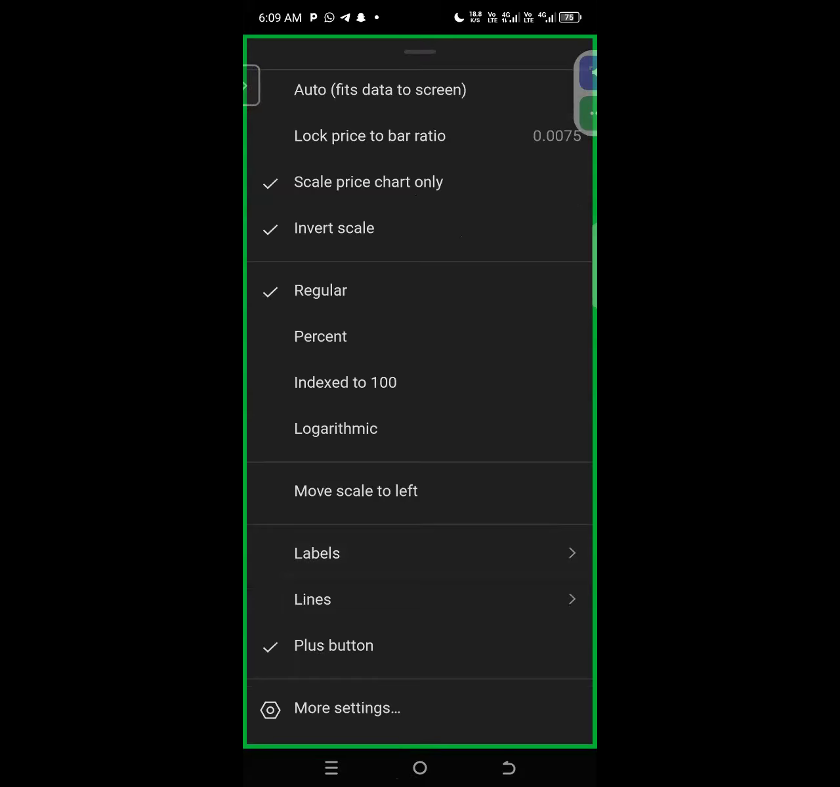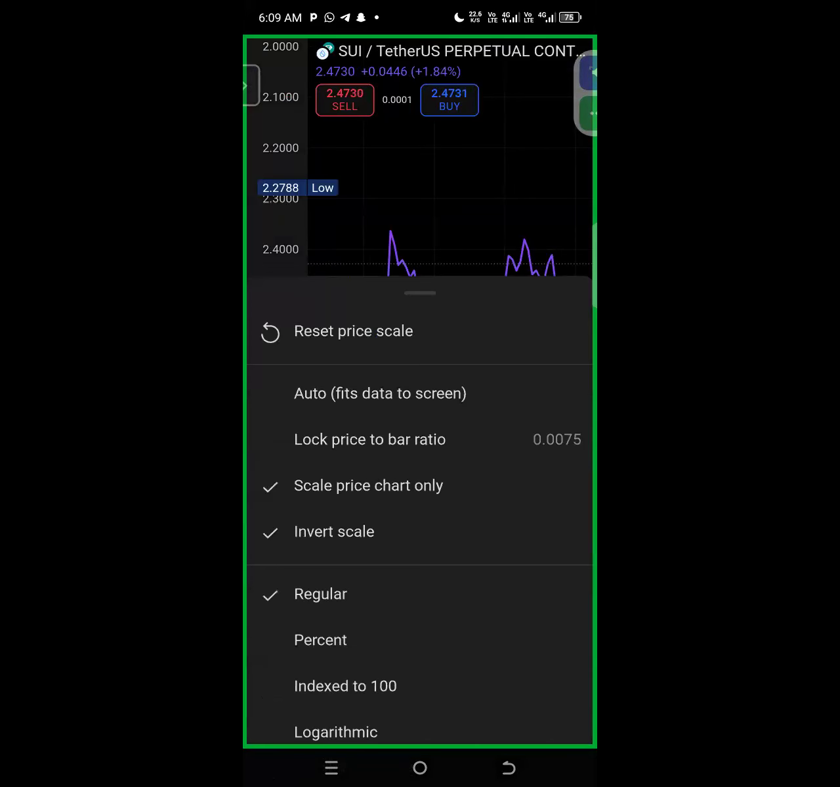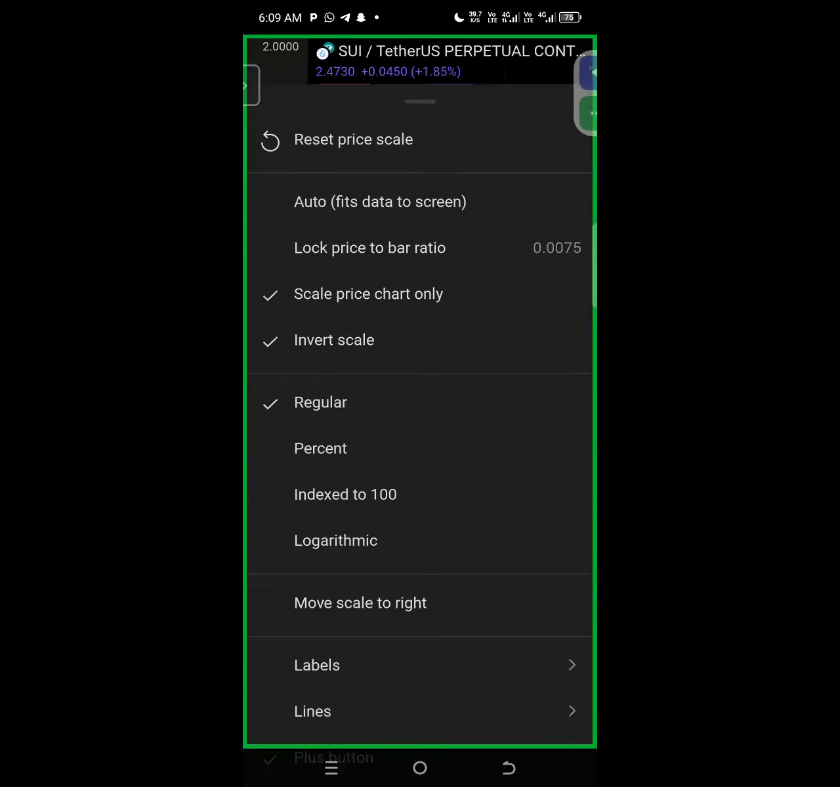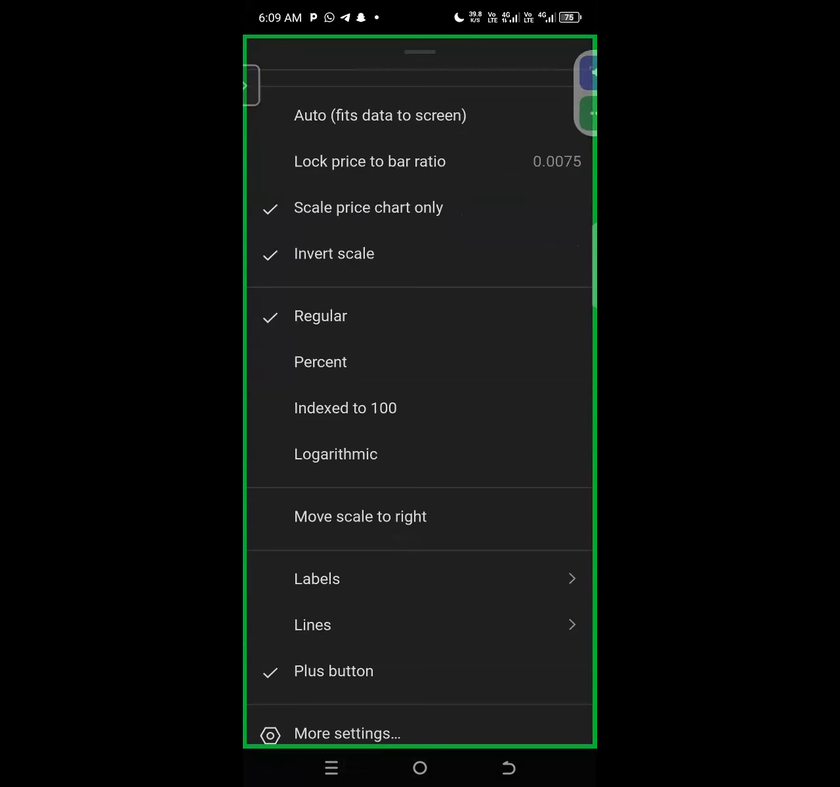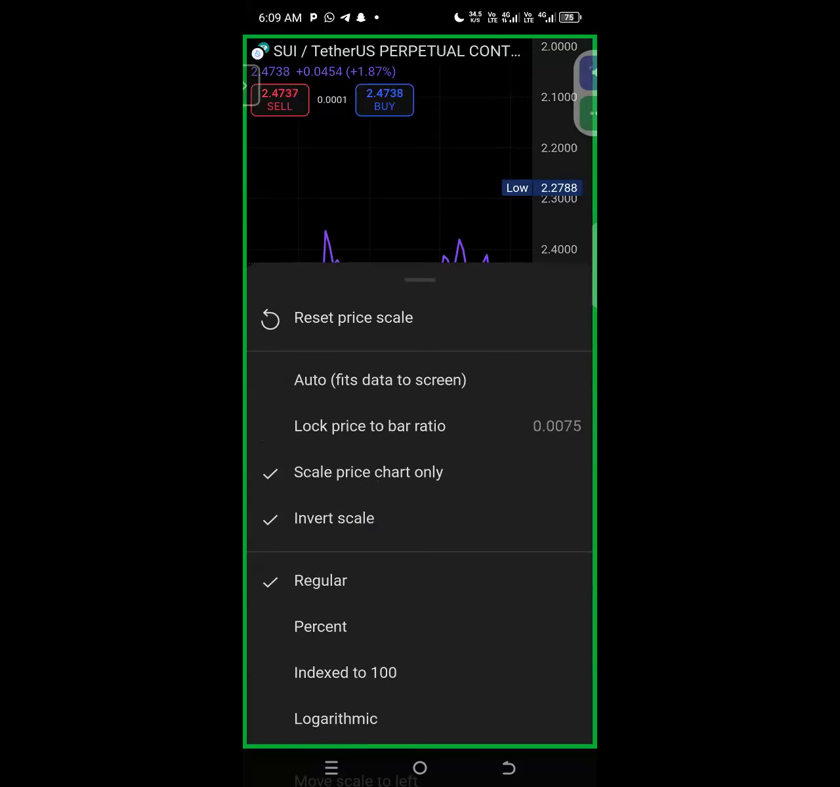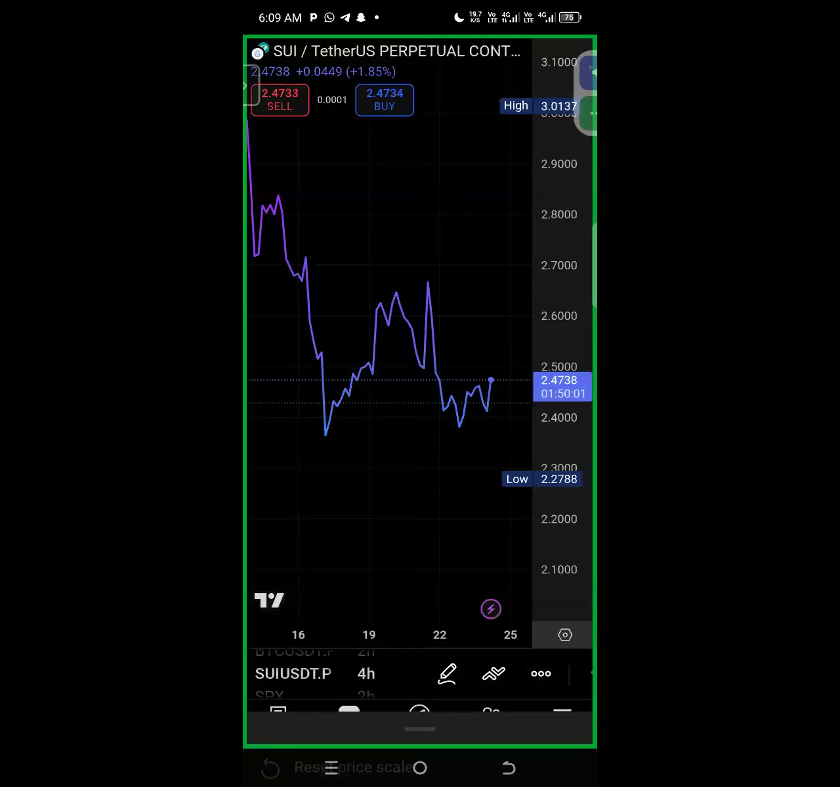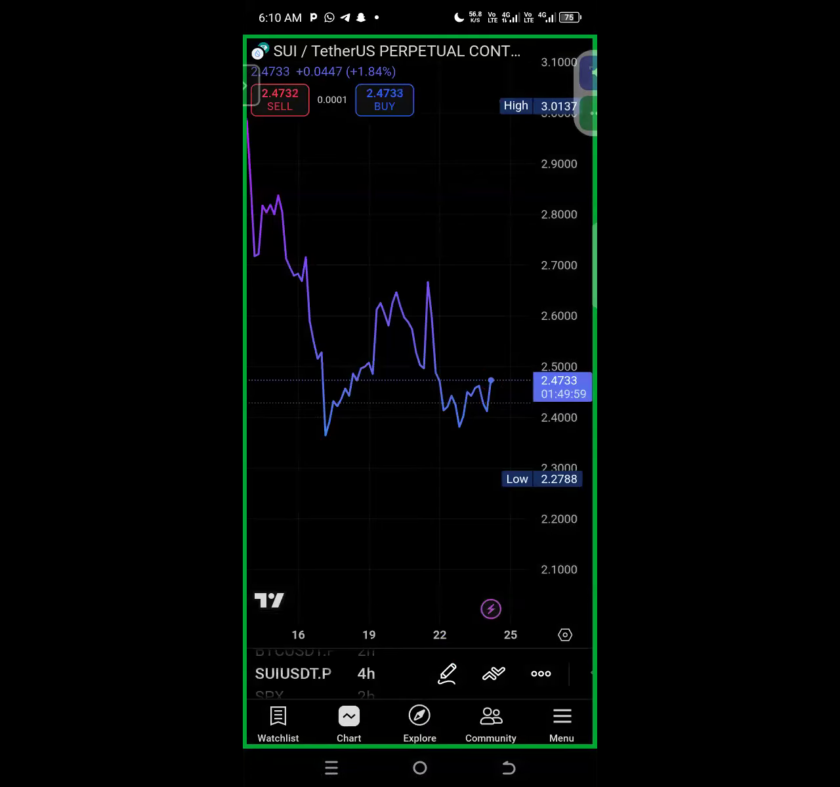Come to move scale to left. Okay, so this is move scale to left. So let's click on it. So Kate, this is it. Can you see it? If I tap on settings now and I come to move scale to right, it automatically comes to the right. So it's simple as that. Hope you get it.